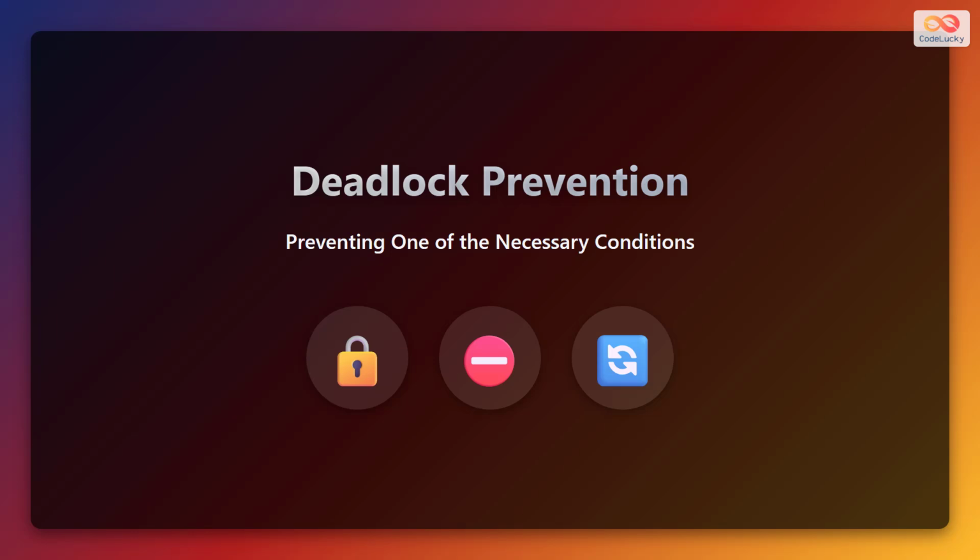Welcome. In this video, let's explore the concept of deadlock prevention. We will learn how to prevent deadlocks by focusing on the necessary conditions that lead to them. The main idea is to prevent one of the required conditions.